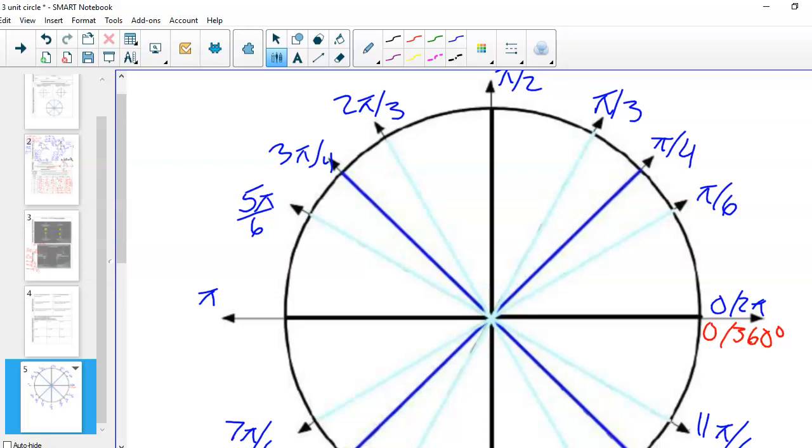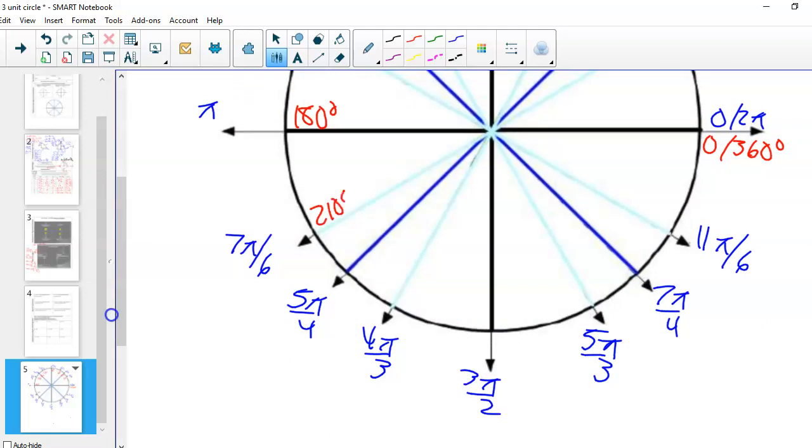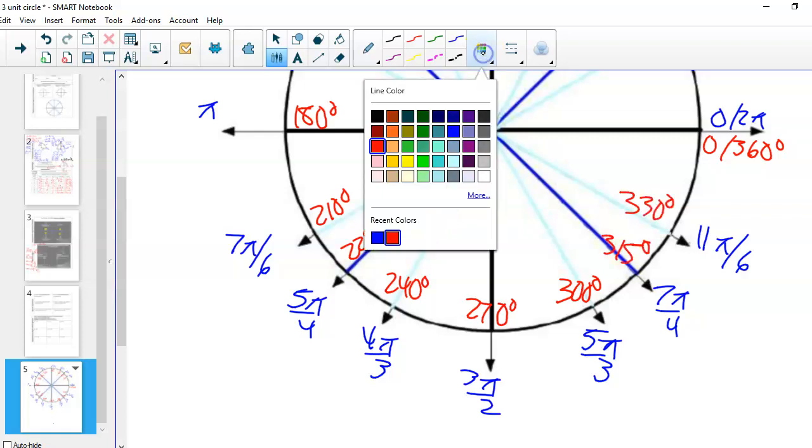Alright, in degrees. Okay, here we go. 30, 45, then 60, 90, 120, 135, 150, 180, 225, 240, 270, 300, 315, and 350.